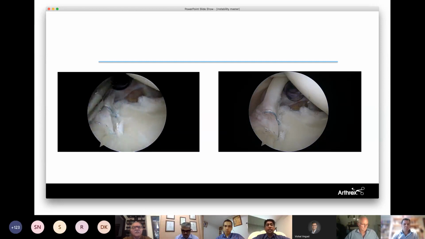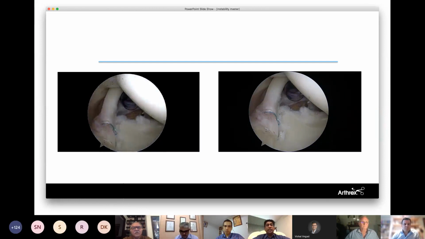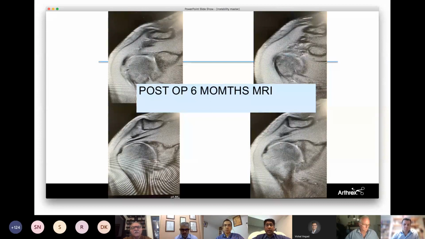Next slide. This patient from Maldives had an MRI done again, though he doesn't have any pain. He started going back to activities already. It's a 1 year follow up. This patient sent the MRI showing good healing of the SLAP lesion.